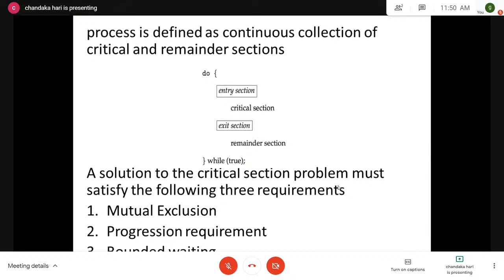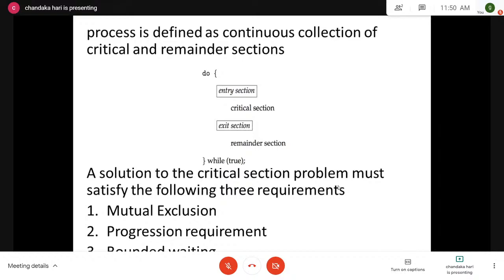Now, what are these three conditions? These are called the critical section conditions. A solution to the critical section problem, whatever solution you write, must satisfy the following three requirements. So coming to the first requirement: mutual exclusion.